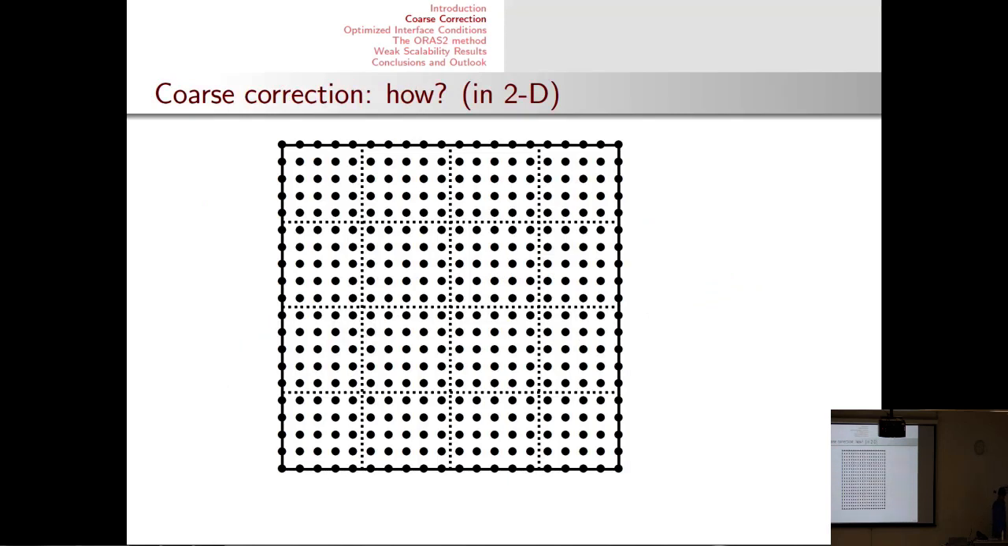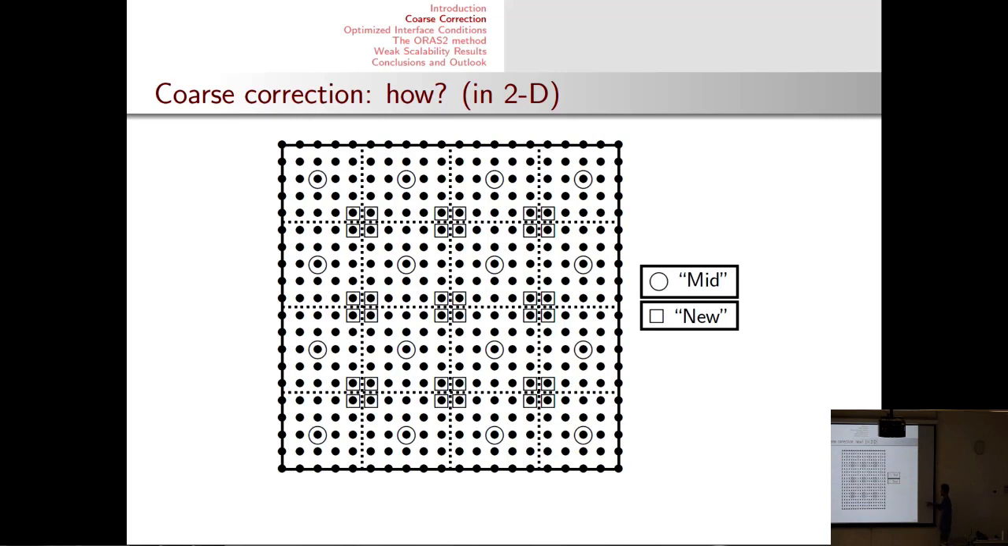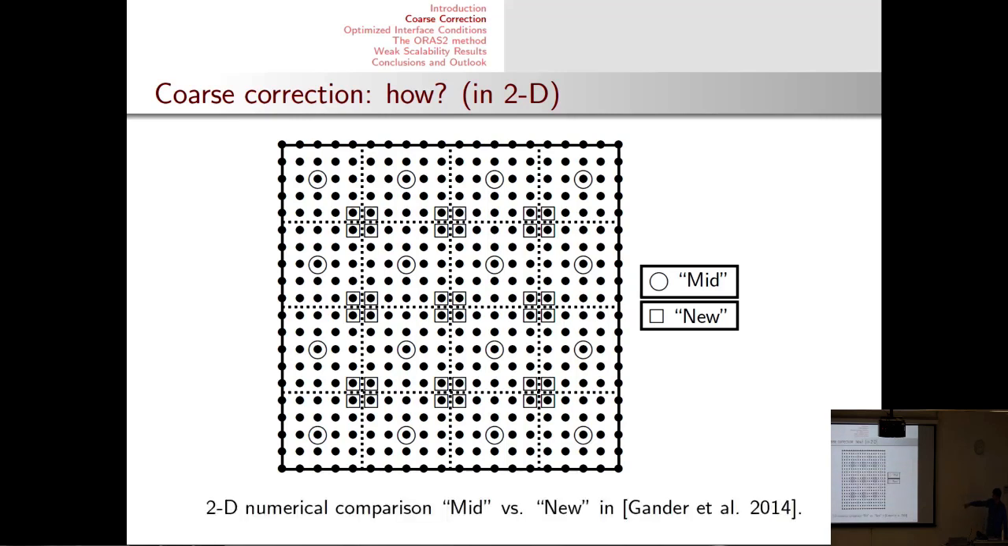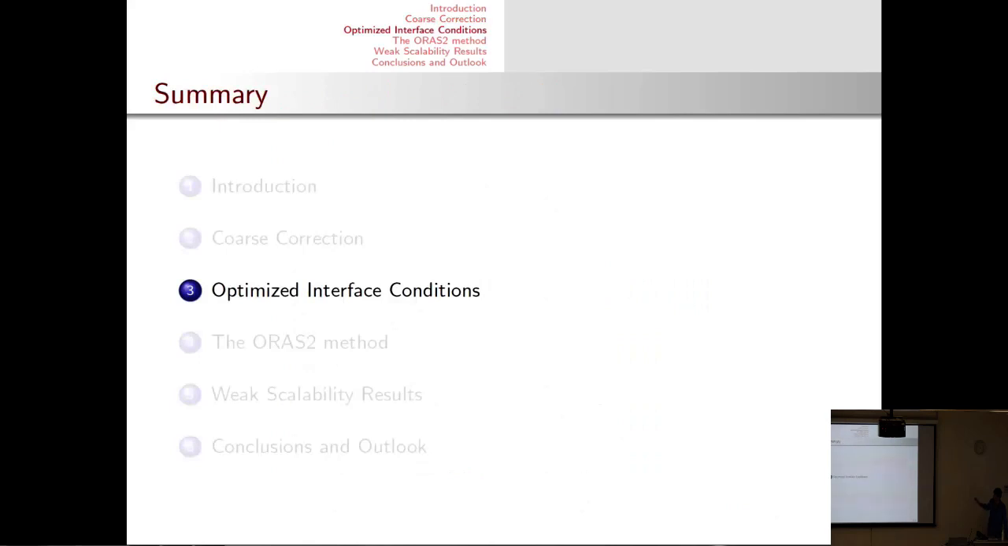Now in 2D, the equivalent is this for the midpoints. I don't think I have to say more about this. And the new coarse correction here is to take the 4 coarse grid points around the cross points of the domain decomposition that we introduced. So in that paper by Gander from 2014, there was a comparison between different choices of coarse grid points. So that was the coarse correction.